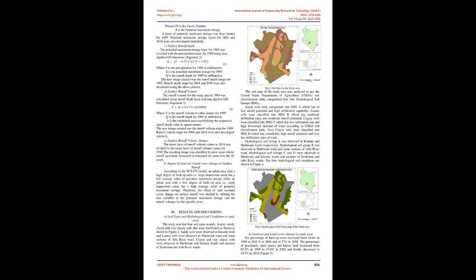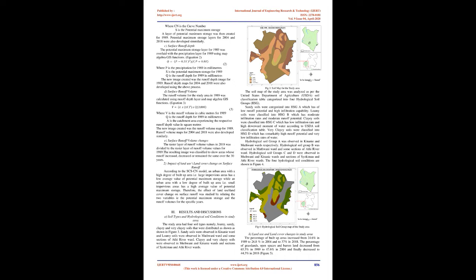D. Surface runoff volume. The runoff volume for the study area in 1989 was calculated using the runoff depth layer and map algebra GIS functions. Equation 3, where V is the runoff volume in cubic meters for 1989, Q is the runoff depth for 1989 in millimeters, and A is the catchment area experiencing the respective runoff depth value in square meters. The new image created was the runoff volume map for 1989. Runoff volume maps for 2004 and 2018 were also developed similarly.